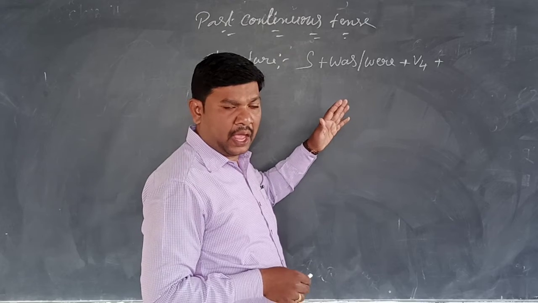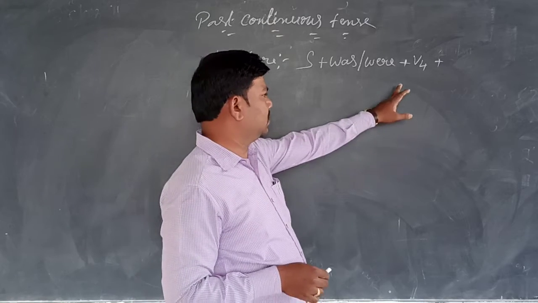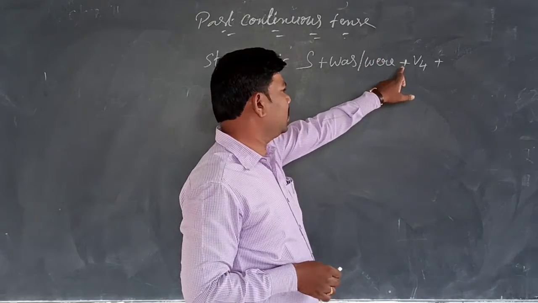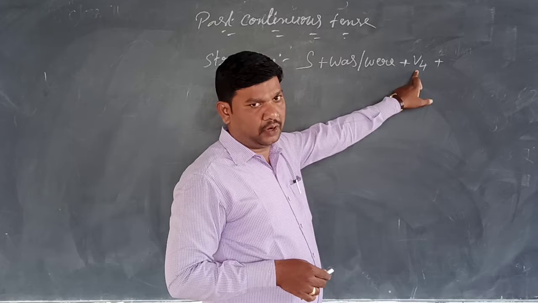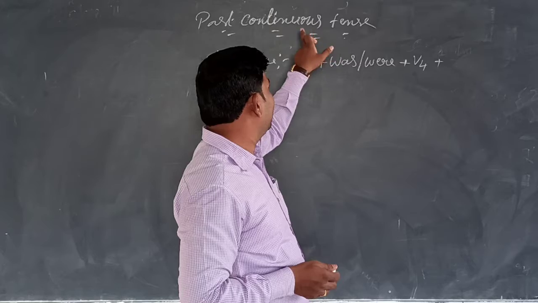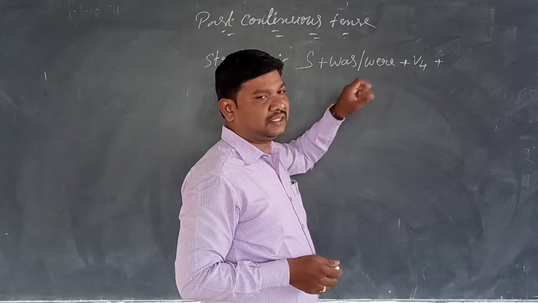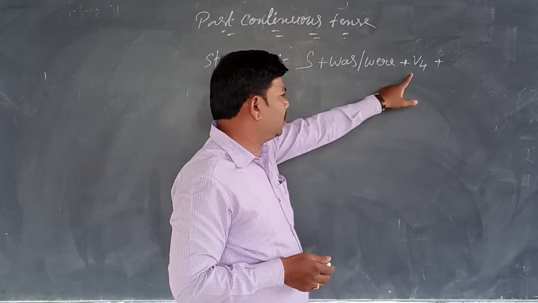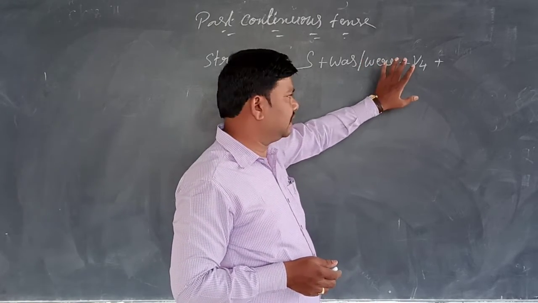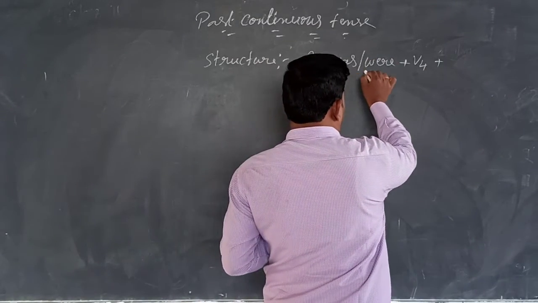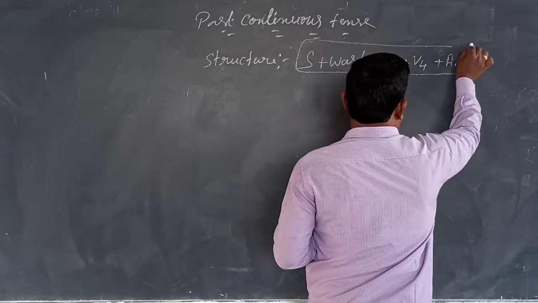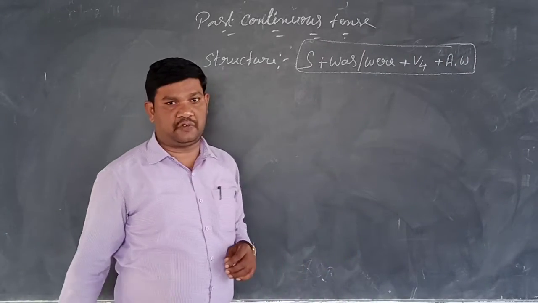In the same way, present continuous also uses V4, the verb fourth form, and here also we use the verb fourth form. It is a continuous form. But here, to indicate the past tense, I use was or were. For present tense the verb is V4 with is, am, or are. But here: subject plus was or were plus V4 plus additional word. AW means additional word. This is the positive structure for past continuous tense.